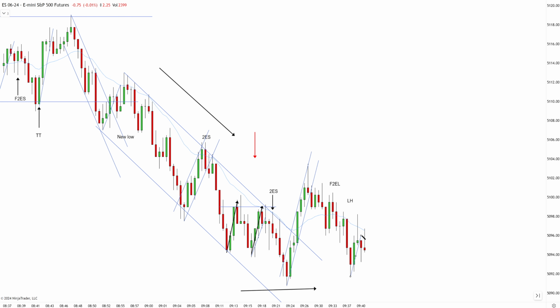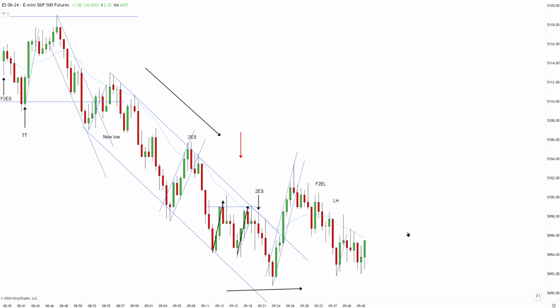Now we have a second entry short, but it's so far down, so far from the EMA, especially since we are bouncing off the double bottom. You need a setup closer to the EMA. There's a big gap. I cannot take this. So unfortunately, no setup here.